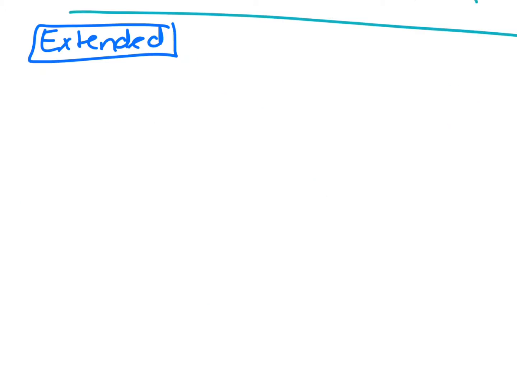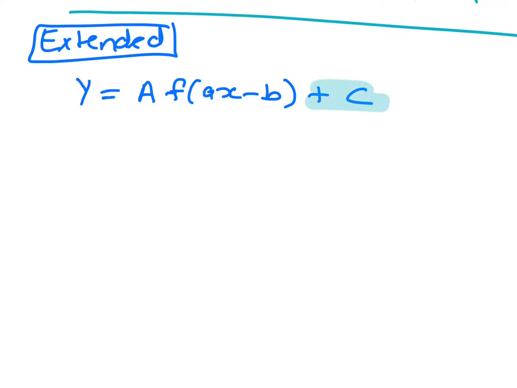Now, I just want to extend on this, and this will apply to any functions that you look at. So if you have f of x minus b, and then plus c, what impact do all these constants have? Now, this plus c here, that means you just go up c.